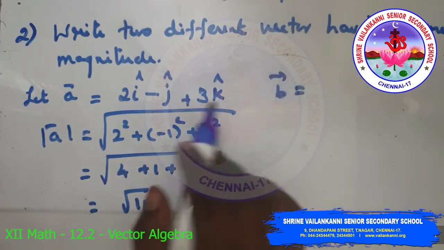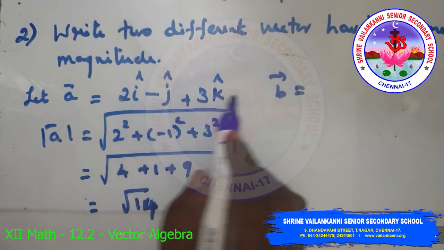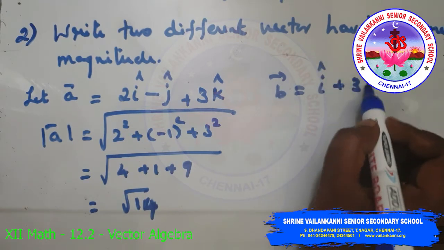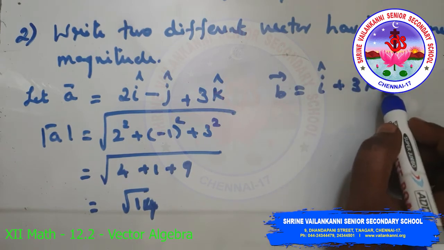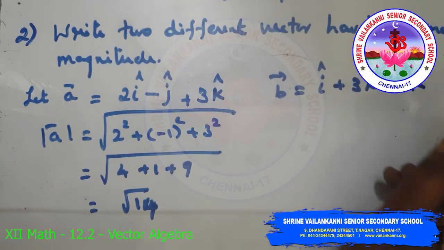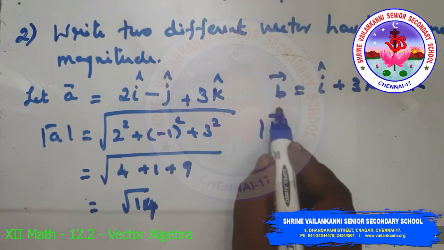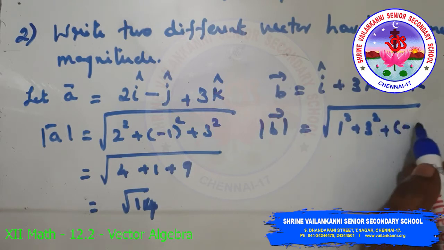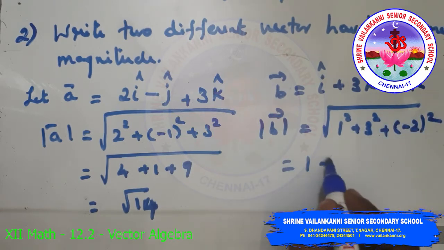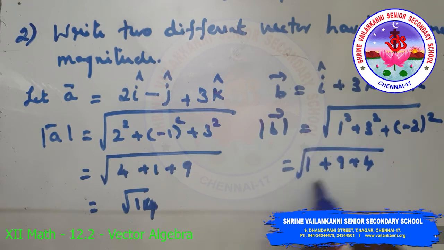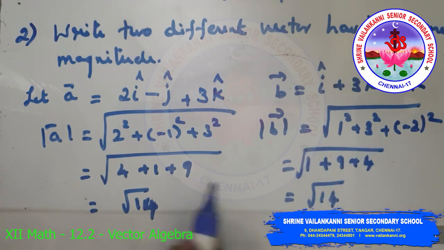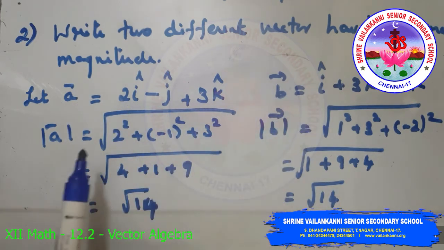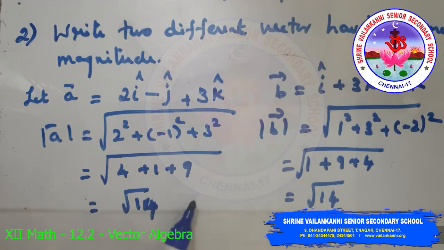Just exchange the numbers, like i plus 3j and minus 2k. So the magnitude of B is root of 1 square plus 3 square plus minus 2 whole square, which is 1 plus 9 plus 4, which is equal to square root of 14. Here we have chosen the two vectors A and B ourselves, in which the magnitudes of the two vectors A and B are root 14.